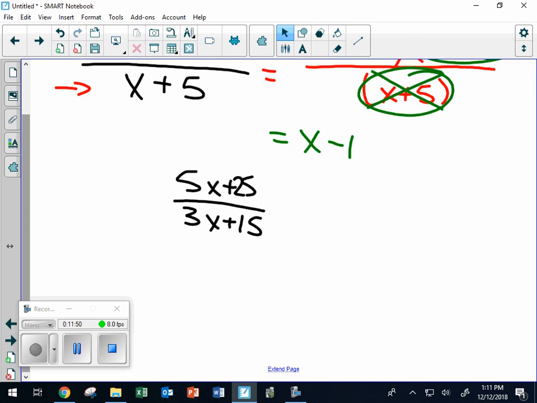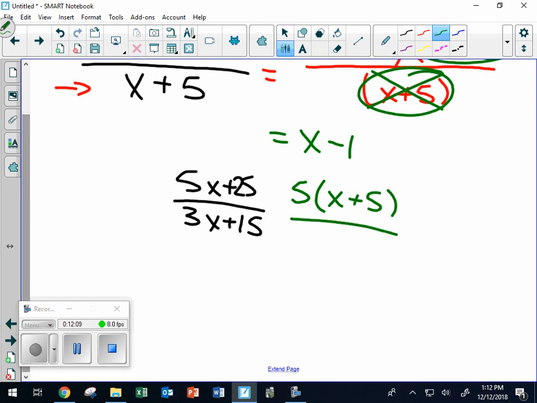Please simplify this rational function. I will pause while you are simplifying. Jake, help me with the first step. Yeah, Jake. Factor out a 5. And what do you end up with inside the parentheses? X plus 5. On the bottom, factor out a 3. And then get x plus 5.